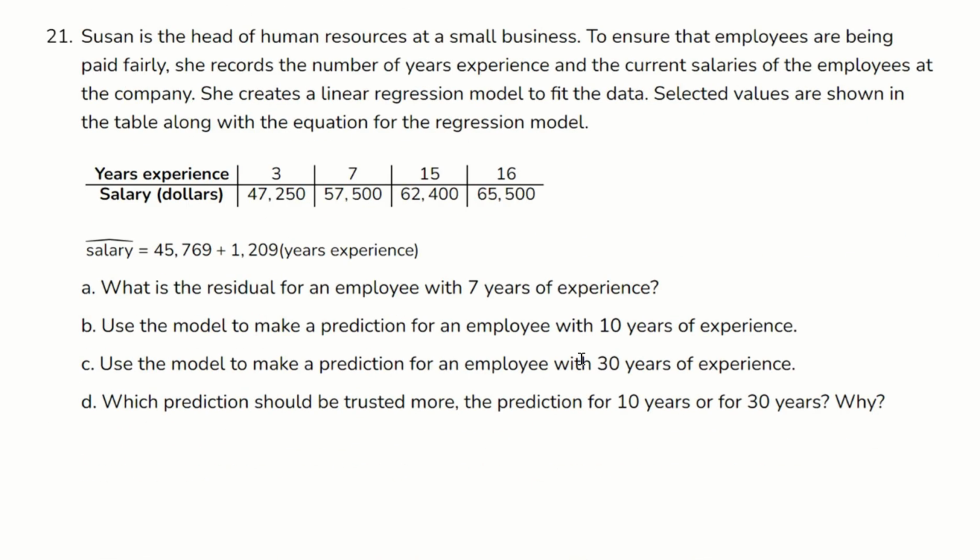All right, number 21. Susan is the head of human resources at a small business. To ensure that employees are being paid fairly, she records the number of years' experience and the current salaries of the employees at the company. She creates a linear regression model to fit the data. Selected values are shown in the table along with the equation for the regression model. Again, we'll use y for that, and we'll use x for that. What is the residual for an employee with 7 years of experience?